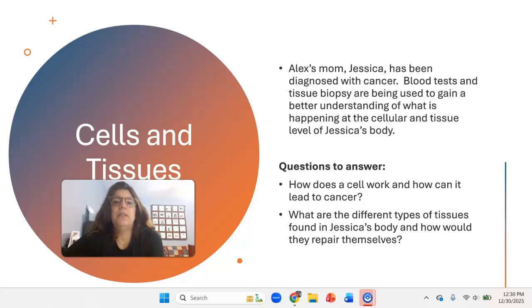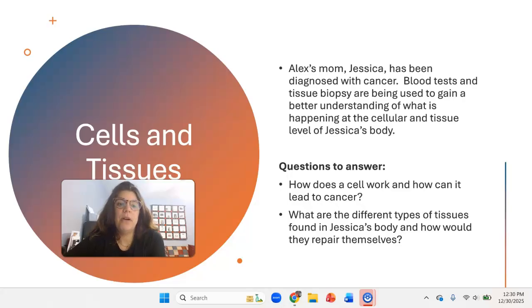For your scenario this week, Alex's mom, Jessica, has been diagnosed with cancer. Most of you know somebody who has had cancer, and cancer is really a disease of a cell. So a single cell stops working the way that it should, and it can lead to an entire body not being able to survive. Blood tests and tissue biopsies are going to be used to gain a better understanding of what is happening at the cellular and tissue level of Jessica's body, and you'll dig into that when you do the case study.